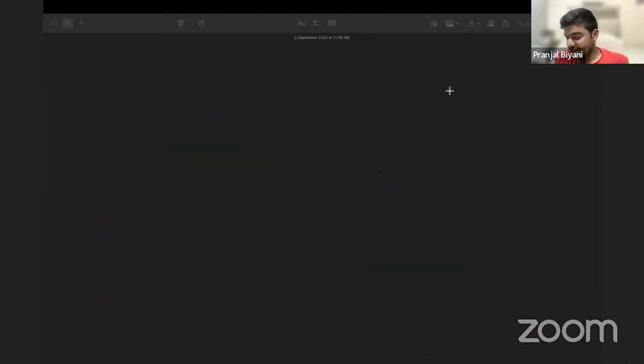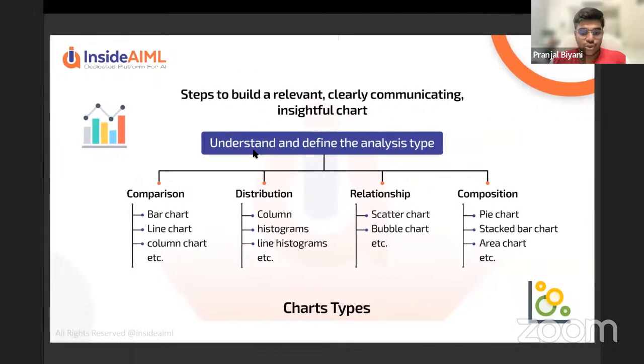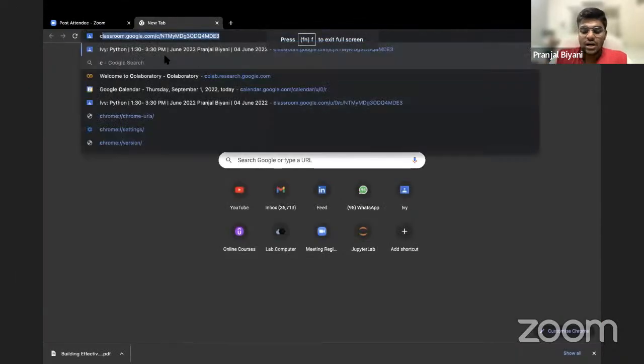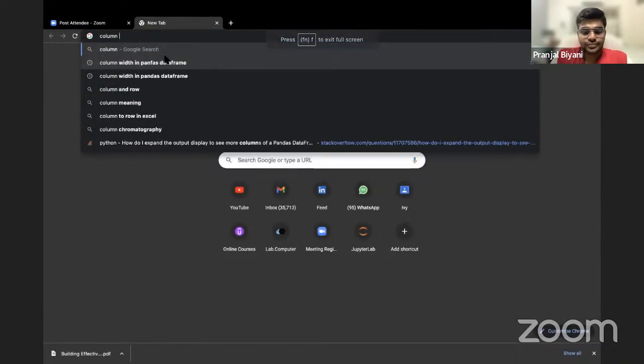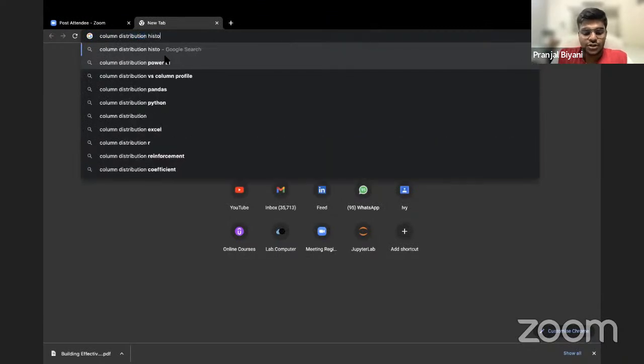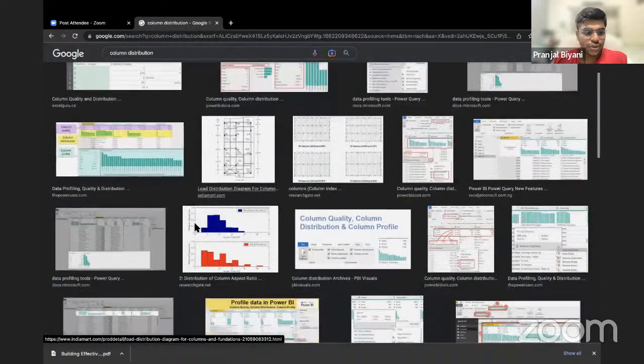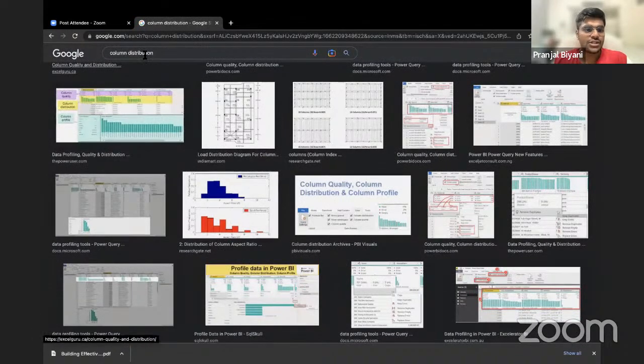I see a question from Nisha. In distribution, it's only histogram, you're saying. So column chart is also a type of chart. Let's just go quickly online: column distribution histogram. So you can see this is one distribution like a histogram.